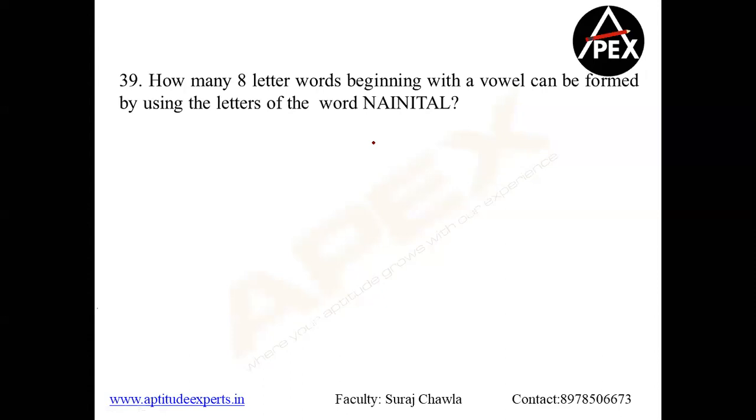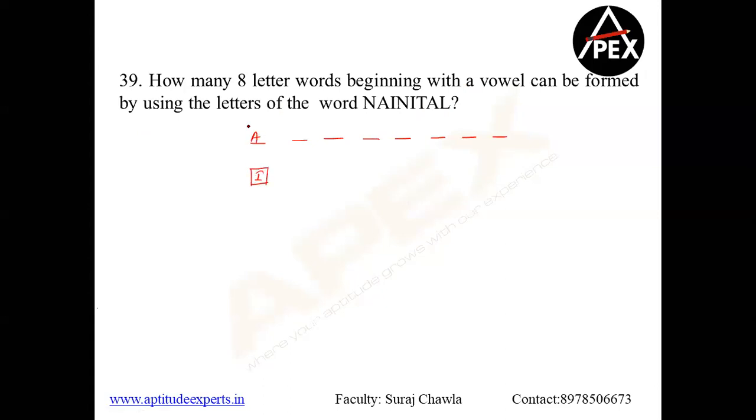So 8-letter words beginning with a vowel are formed with the letters of the word Nainital. So we want them to begin with a vowel. Now let's first understand what is happening. If I want to begin with a vowel, I have 1, 2, 3, 4, 5, 6, 7, 8 positions. So maybe the first letter can be A or the first letter can be I.